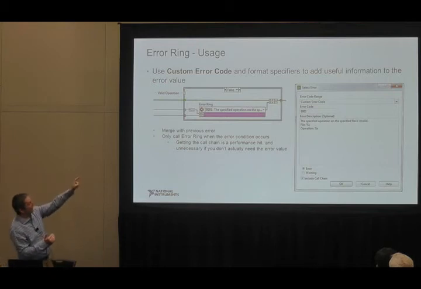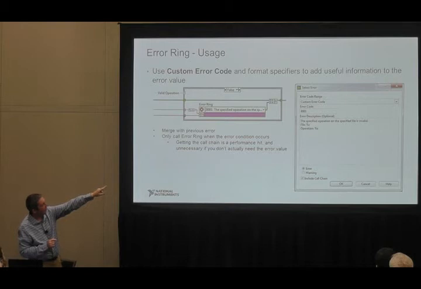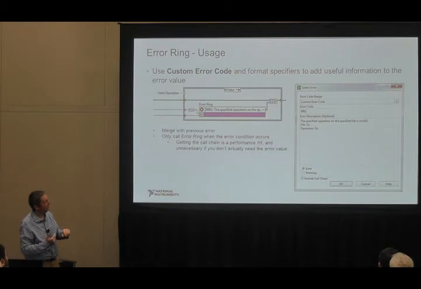And then this is my favorite part about the error ring. This is the reason I love this feature, because of the little percent format specifiers. So check that out. Over there on the right, I've got my custom error code, which falls into the range that I talked about before. And then I've got a message. The specified operation on the specified file is invalid.